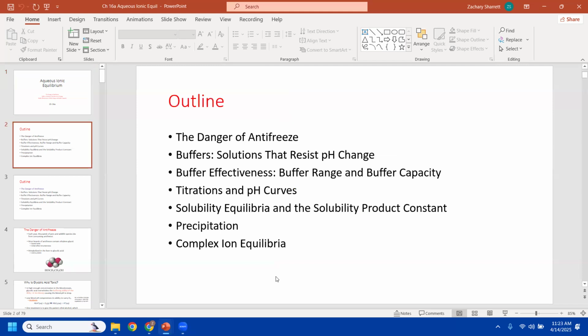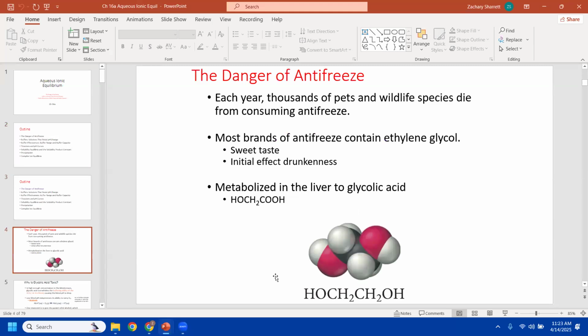So why is antifreeze bad? Each year, thousands of pets and wildlife die from consuming antifreeze. Most brands of antifreeze contain ethylene glycol. It has a sweet taste and it makes the animals feel drunk. If you were old enough to get drunk, do you think it's something that someone would want to do again? Most of us don't know, but someday you will.